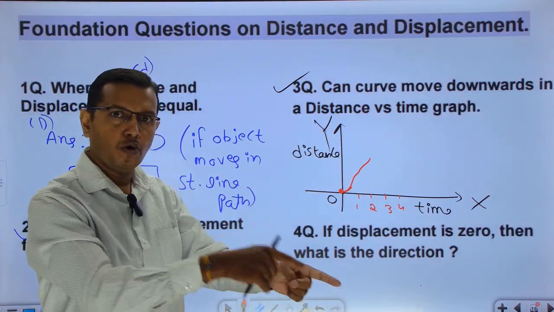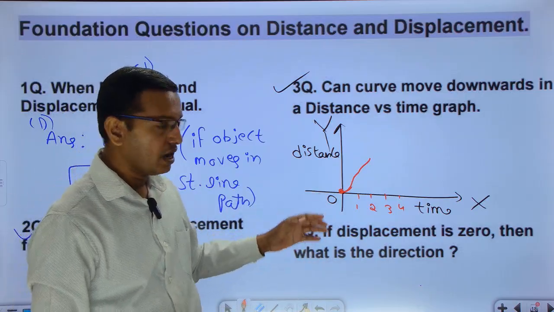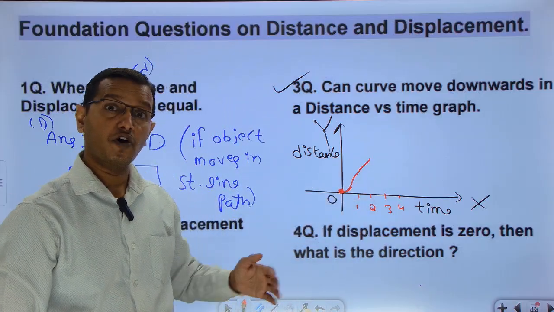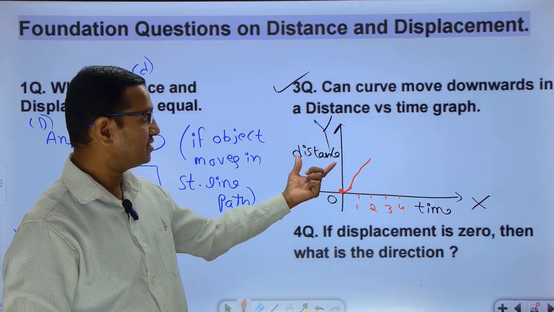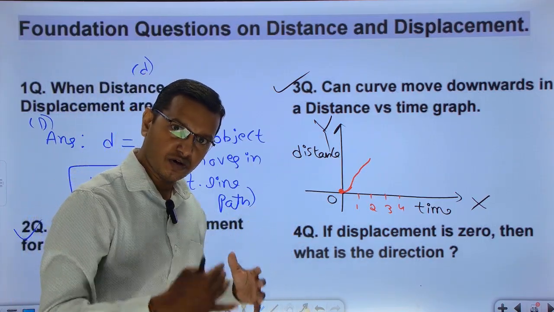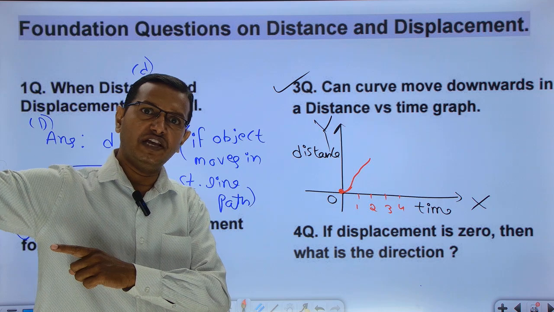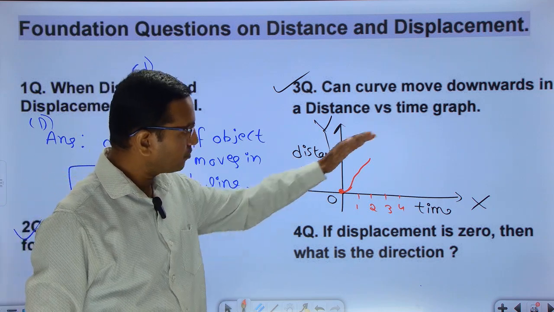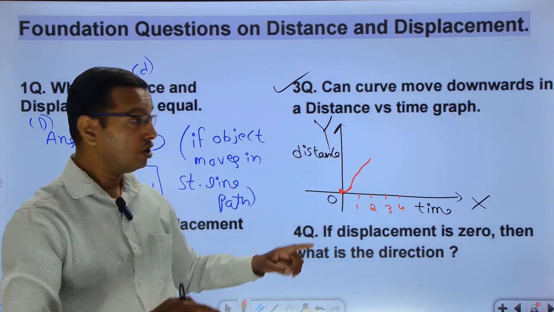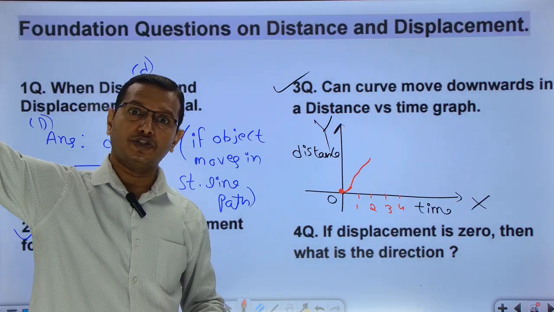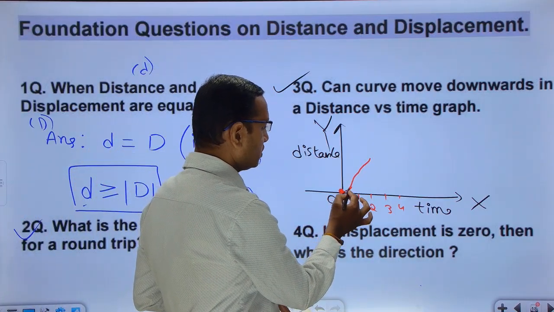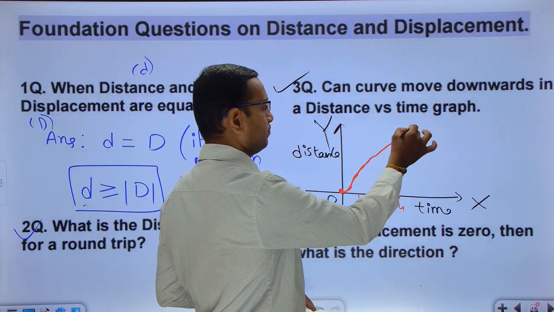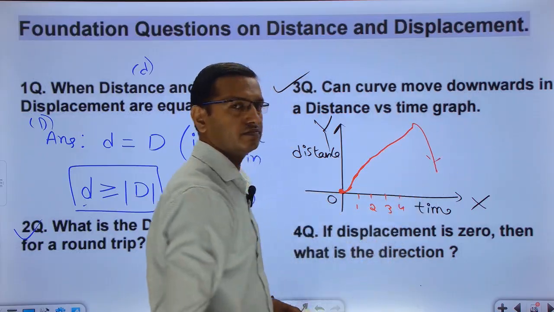If I'm moving from my home to my village, I'm continuously putting steps forward, and I'll count every step. That I'll be calling distance. So as I'm moving from my home to the village, I'm counting every distance. So the distance will always be positive. It can never be negative. So remember this, the curve always moves upwards. There is no question that it will come downwards.